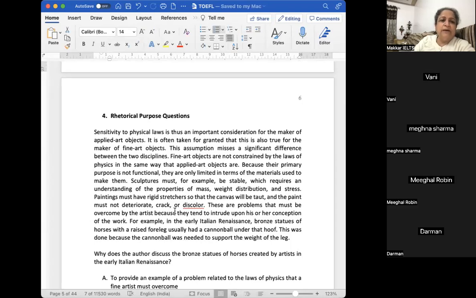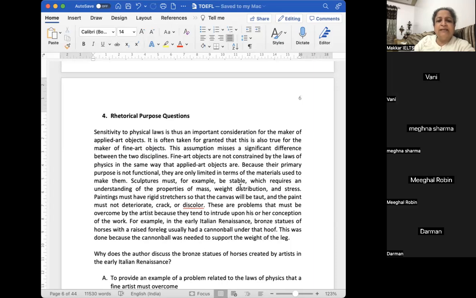I'll read very slowly. Sensitivity to physical laws is thus an important consideration for the maker of applied art objects. It is often taken for granted that this is also true for the maker of fine art objects. So there are two types of, एक applied art object है, एक fine art object है. The assumption misses a significant difference between the two disciplines. Fine art objects are not constrained by the laws of physics in the same way that applied art objects are. Because their primary purpose is not functional, they are only limited in terms of the materials used to make them.